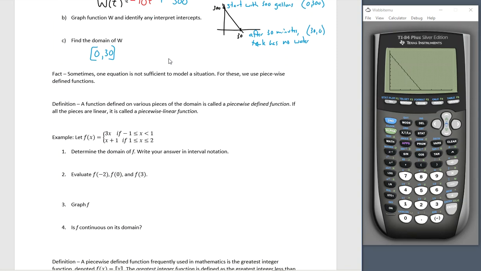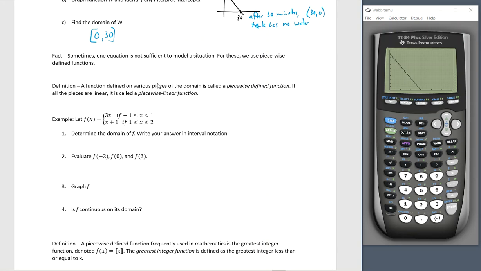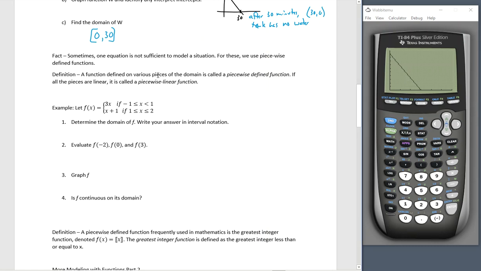Now, sometimes one equation is not sufficient to model a situation, and for these we use piecewise defined functions. My favorite all-time definition in math is piecewise defined functions, because the definition is, it's a function defined on various pieces. That's it. If all the pieces are linear, we call it a piecewise linear function, like this example.